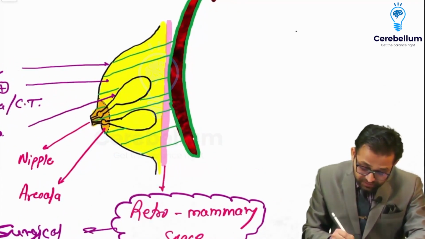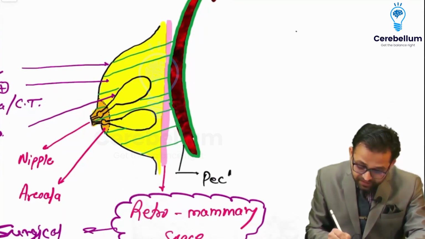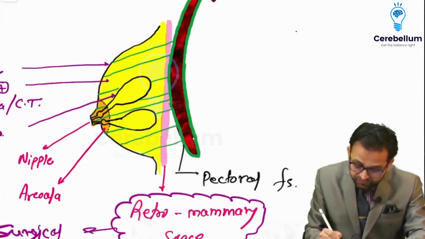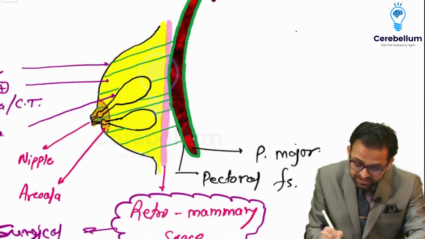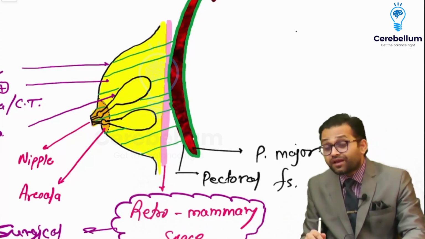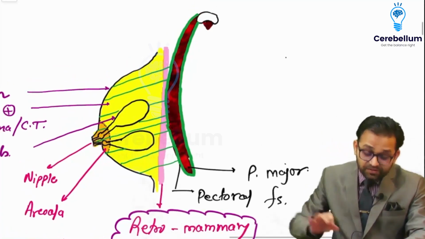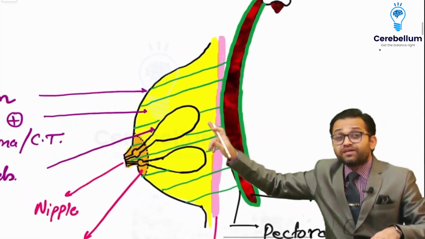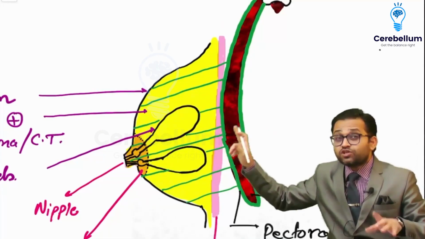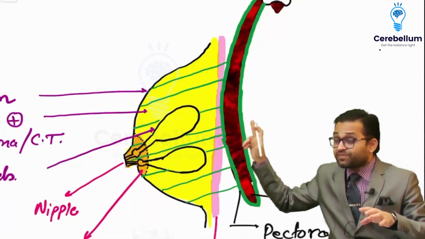Here is our fascia. Which fascia? The deep fascia, the pectoral fascia, and this muscle is the pectoralis, the big muscle. That's why major. Okay. Now catch this point, sir. The bed of the breast is formed by, definitely you can say, the retromammary space. You can see the pectoral fascia, then the muscle.